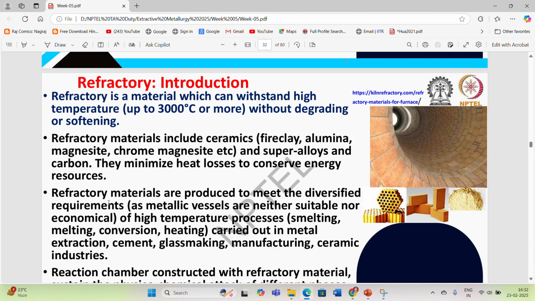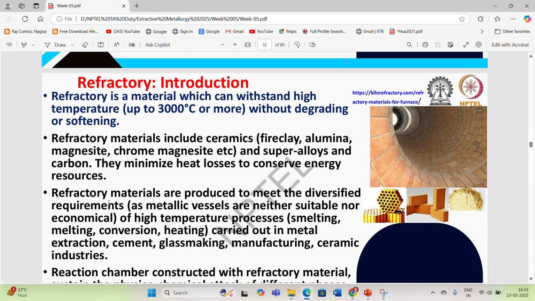So now in the case of a furnace, we are talking about a temperature of 2000 or 3000 degrees Celsius. So it is evident that mild steel cannot sustain that particular temperature for furnace application. So for making the furnace, we require mild steel coated with some refractory materials. Okay, covered with some refractory materials. So we generally go with different types of refractory materials which can withstand a temperature of up to 3000 degrees Celsius without degrading or softening.